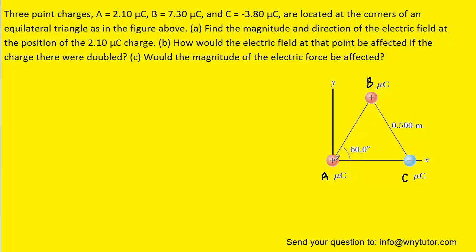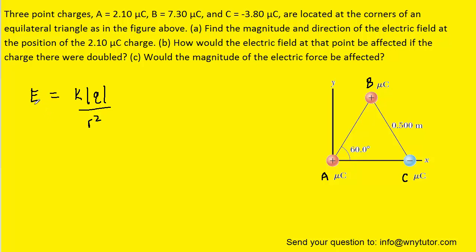Now, the key to solving this question is that at this point, the electric field is produced by charges B and C only. Charge A itself will not produce an electric field at this point. So we really only have to perform two calculations, one for the electric field produced by charge B and the other for the electric field produced by charge C, because both of those charges are producing an electric field at this point.